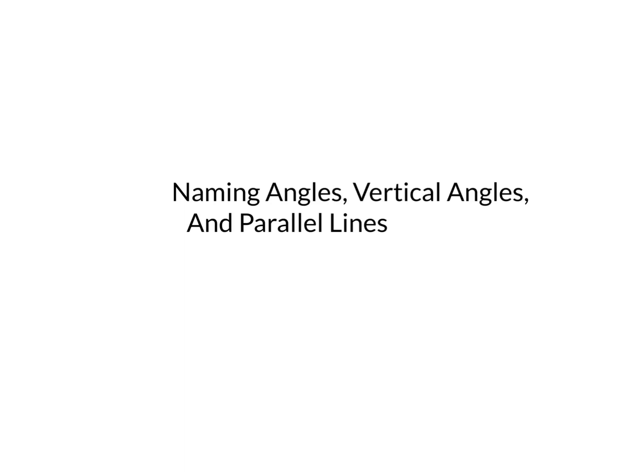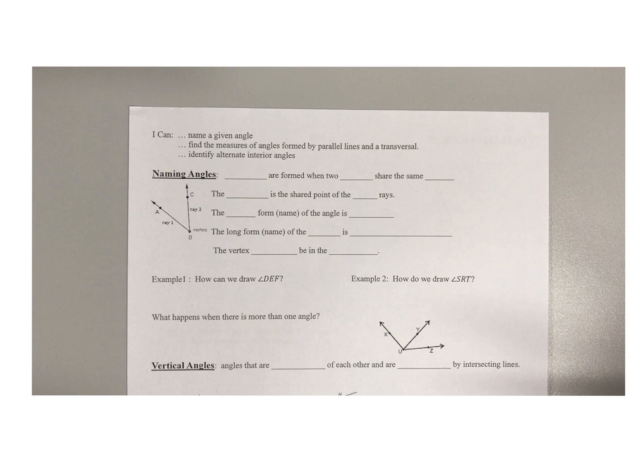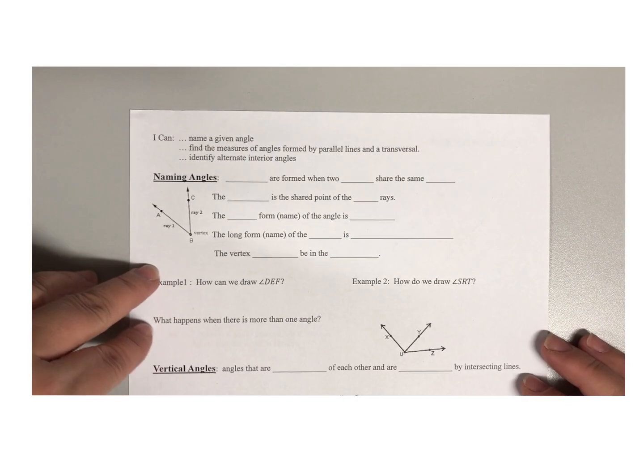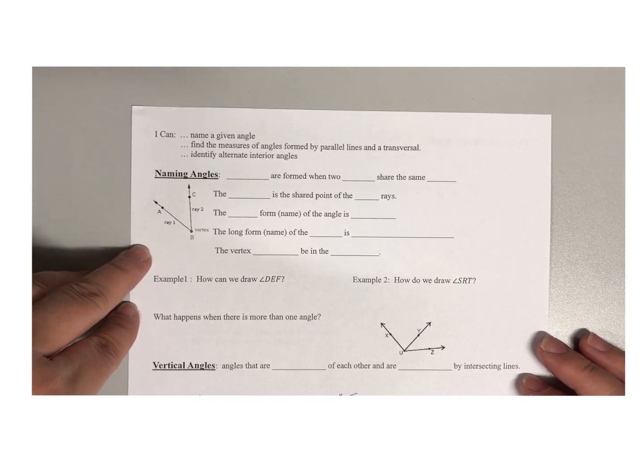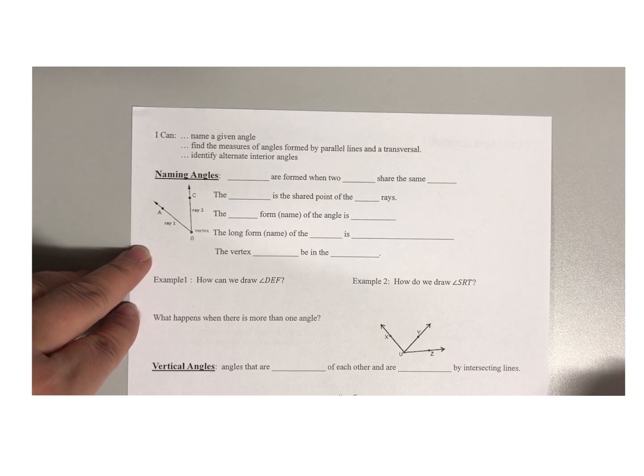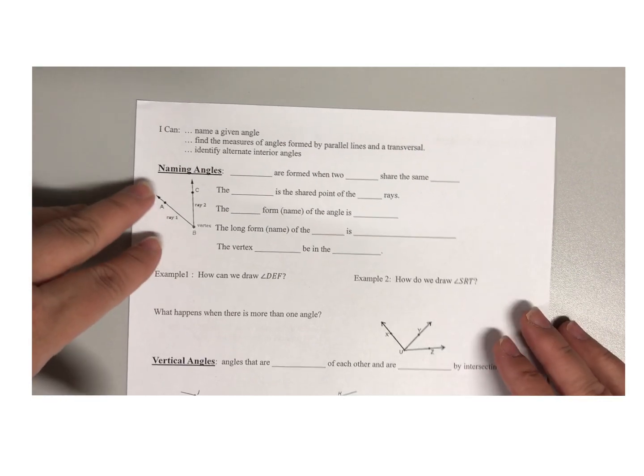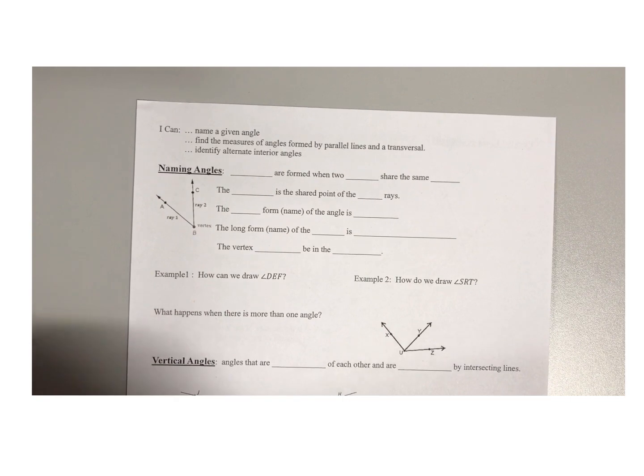All right, today we're going to be talking about naming angles, vertical angles, and parallel lines. Make sure you get a note page so you know what to do. All right, so we should have this page here. This is our page for the parallel lines cut by a transversal. We're going to talk about vertical angles and naming angles, a lot of different things happening today.